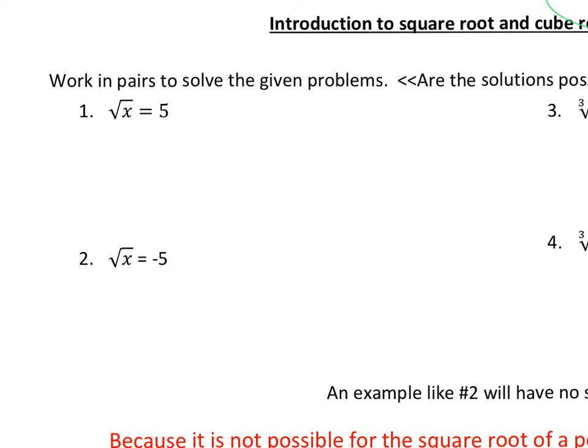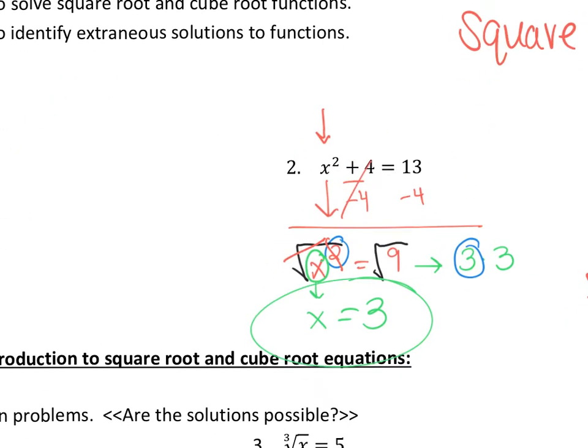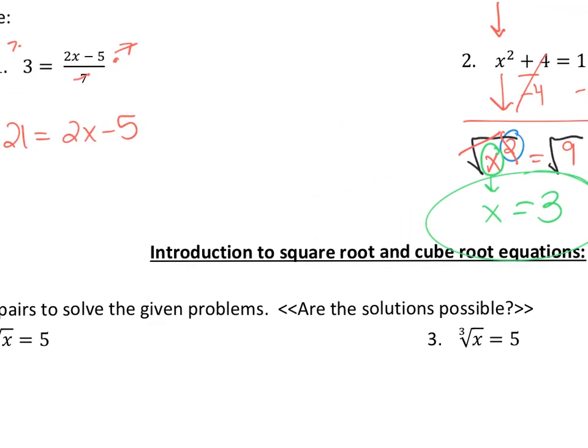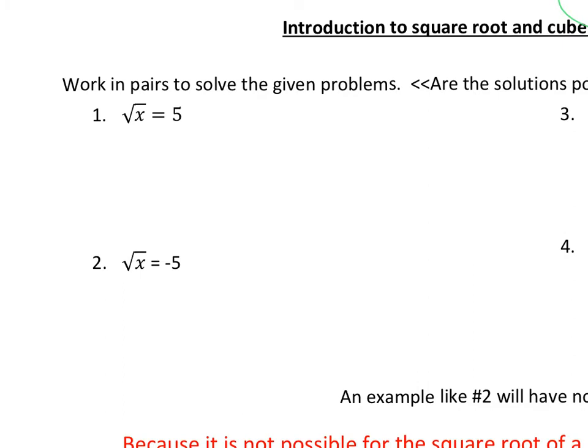Now, this number 1 is a little different than number 2. The same concept, but just a tad different, and I will show you why. Here, I'm going to write this a little bigger. We have square root of x equals 5. To get x by itself, we need to cancel out that radical symbol. How I do that is I take the opposite of the radical. The opposite is squaring, so I'm going to square both sides.